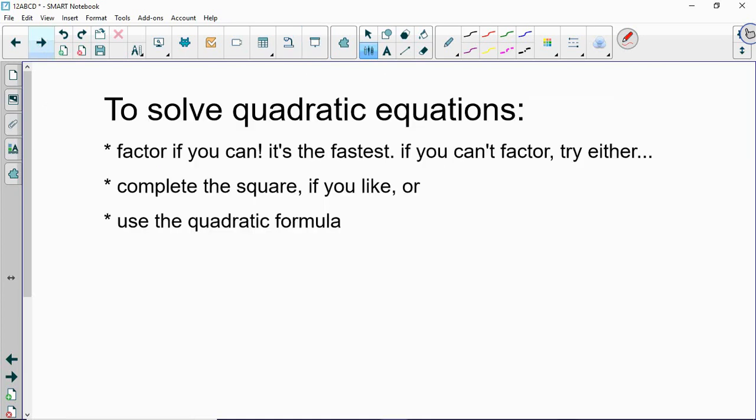Okay, so to conclude here, if we're solving quadratic equations, we should definitely try to factor. Factor if you can. It's certainly more efficient and faster than the other 2 methods. But if you're having trouble with the factoring, then you can try completing the square or the quadratic formula, whichever one you prefer.